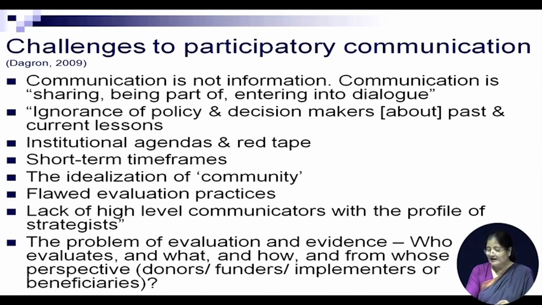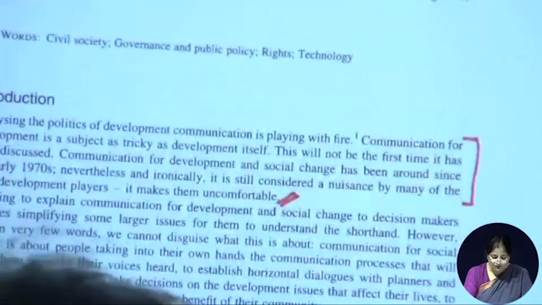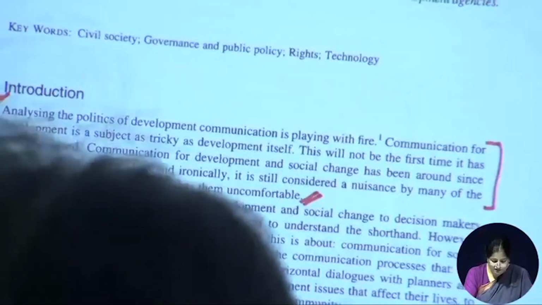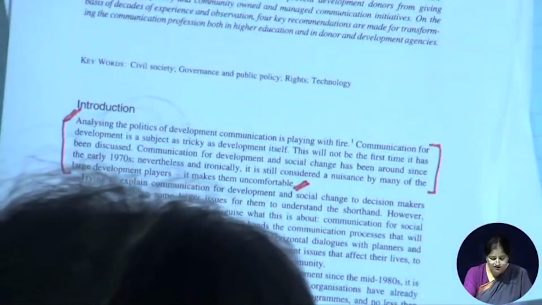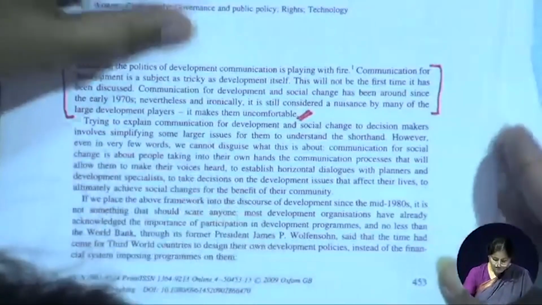And this is the point at which I am going to read out something that Mr. Gumucio-Dagron has proposed in his paper. So this is a paper called Playing with Fire: Power, Participation and Communication for Development by Alfonso Gumucio-Dagron. I hope I am pronouncing his name right. This has been published in a Routledge journal called Development in Practice, volume 9, numbers 4 and 5, June 2009, and this is from page 453 to 465.